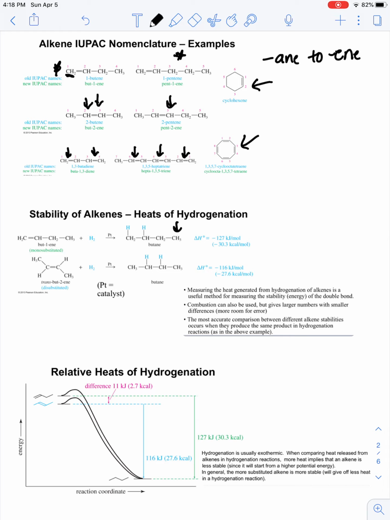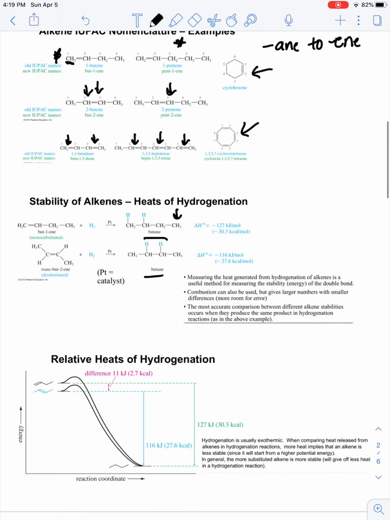So combustion could also be used, but combustion isn't really reliable. There's a lot more room for error. So again, the reactions similar to the conditions shown on the slide are what are typically used to measure the stability of that double bond. And then the most accurate comparison of the stabilities between different alkenes occurs when they produce the same product in the hydrogenation reaction. So that would be something that we're looking at above. So in both, we're producing butane as our product.